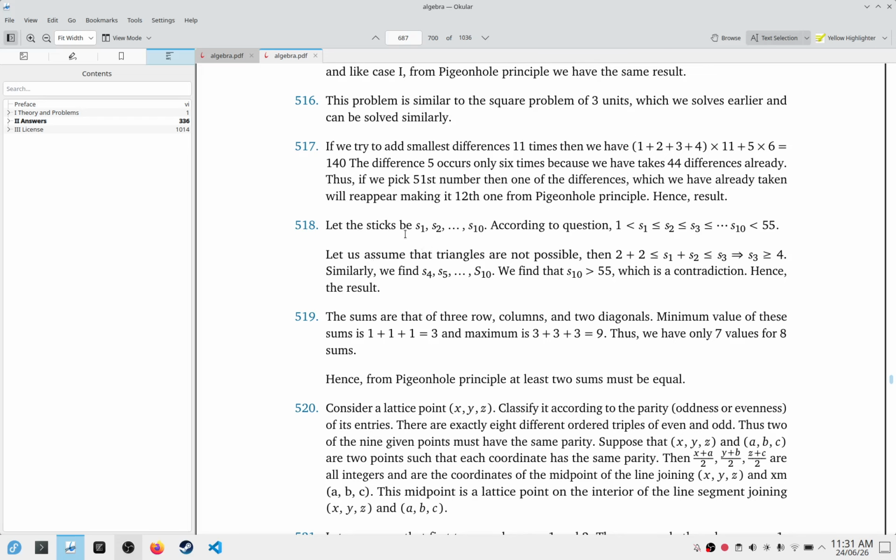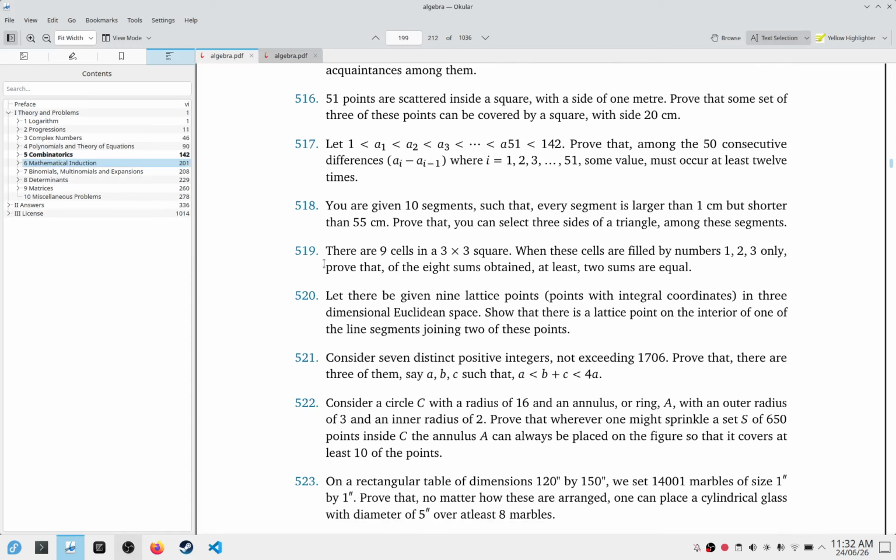Let the sticks or line segments be S1 through S10. According to the question, 1 less than S1 less than or equal to S2 and so on to S10 less than or equal to 55. Let us assume that triangles are not possible, then 2 plus 2 less than or equal to S1 plus S2 less than or equal to S3. So S3 is greater than or equal to 4. Similarly, we find S4, S5 and up to S10. We find that S10 is greater than 55, which is a contradiction, so it has been resolved.